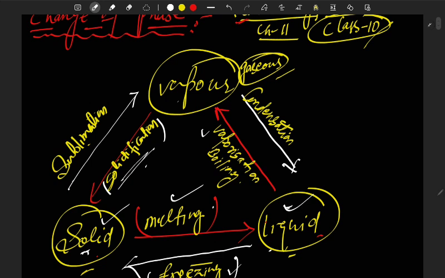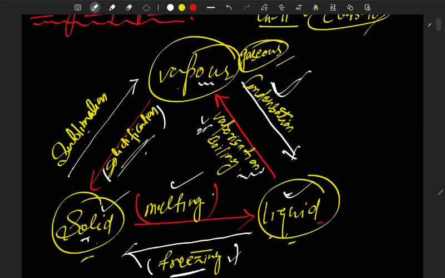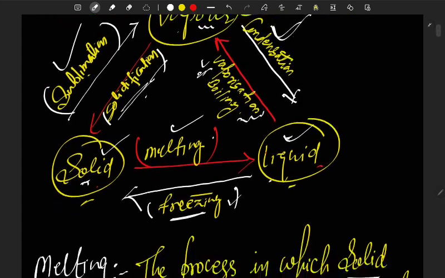Now when liquid is converted into vapor or gaseous form, that process is called boiling or vaporization. And the reverse of this, when vapor or gas is converting into liquid, that process is called condensation. Now suppose solid directly converts into vapor, that process is called sublimation. And vapor directly converting into solid is called solidification. So this is the change of phase.